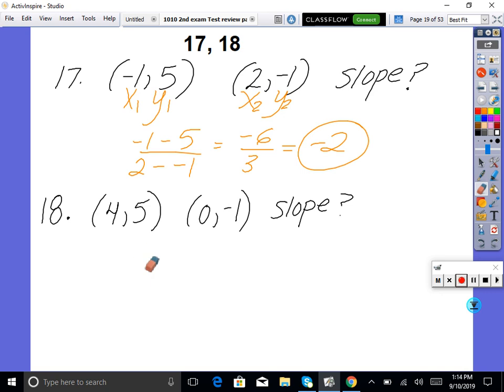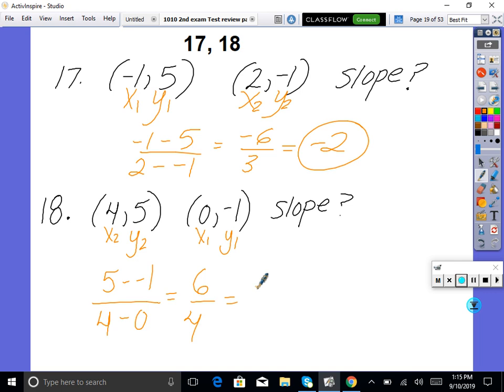So same thing here. These points are not in order, are they? So 0 comes before 4, so this is x1, y1. Almost tricked us. x2, y2. And they may not list them in order, so you've got to really think about that. So then we're doing y2 minus y1 over x2 minus x1. That would be 6 divided by 4, which is 3/2. Your slope's 3/2.